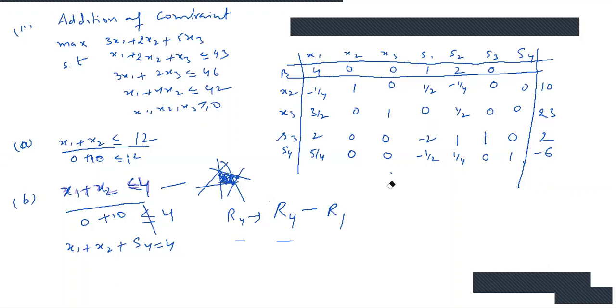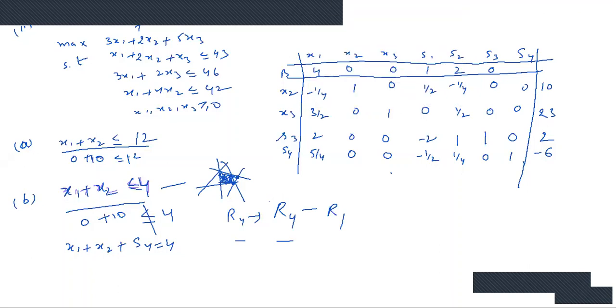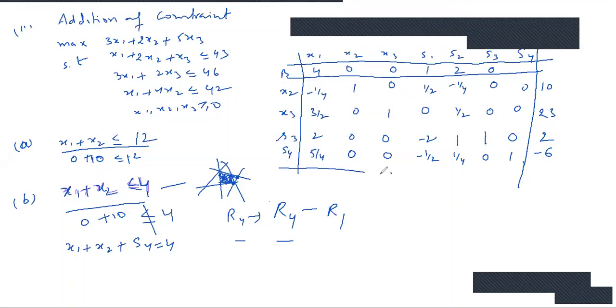So I have these things in my last row. Now the next problem is you calculate the Zj minus Cj. Zj minus Cj is the same here because S4 is in the basis, so I have 0 here. But the problem is that this table is optimal, but the feasibility is disturbed.